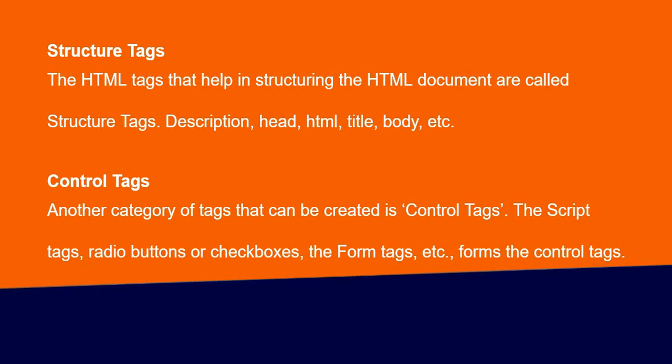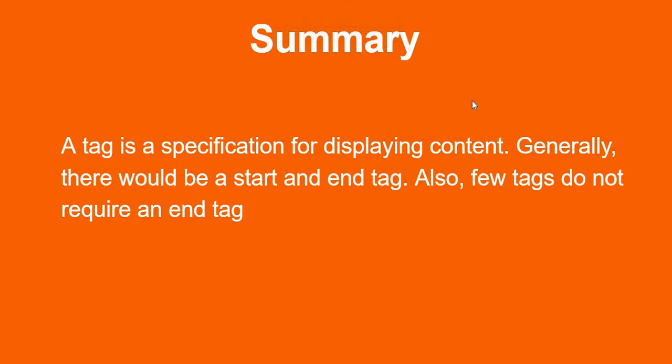Another category of tags is control tags. These include, for example, the script, the radio buttons, check boxes and form tags that we shall be using quite a lot while we are doing our practical HTML web development. So in summary, a tag is a specification for displaying content. Generally, there would be a start and end tag. Also, a few tags do not require an end tag, as I showed you in the few examples we have had.